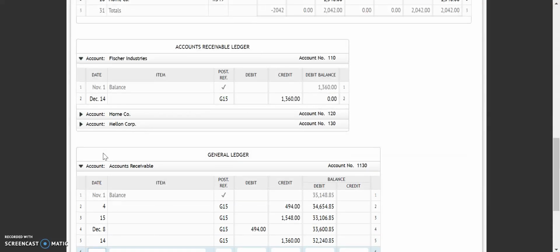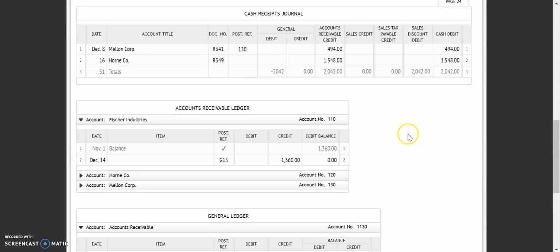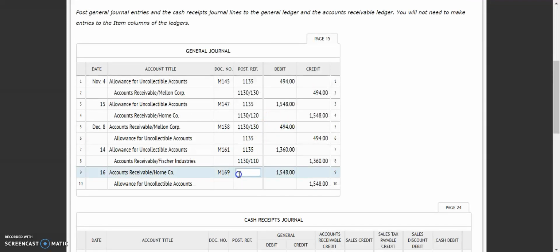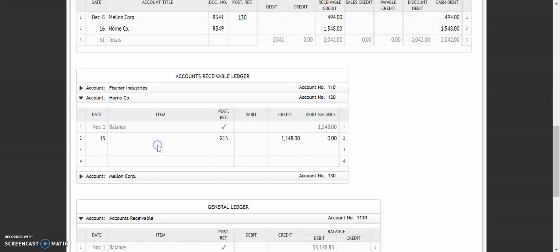I keep forgetting the date, the 16th. G15, and this is a debit for 1,548. So because it is a debit, we're adding here. So we take our balance plus 1,548, and we are up to $33,788.85. And then we take our account number, do our slash, and then we have to do the same thing to Horn Company, is reopen it back up.